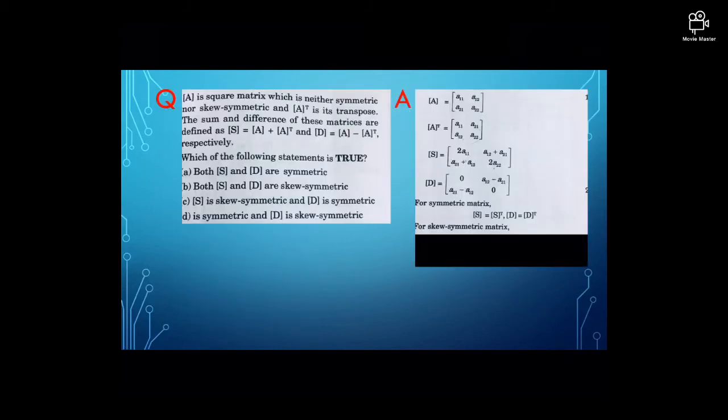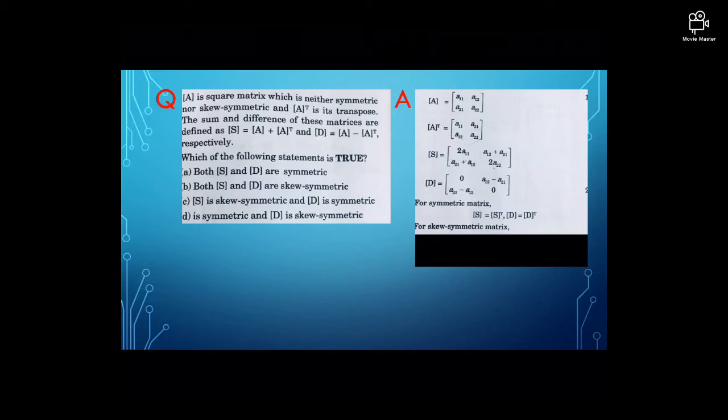A is a square matrix which is neither symmetric nor skew symmetric. A transpose is its transpose. The sum and difference of these matrices are defined as S is equal to A plus A transpose and D is equal to A minus A transpose respectively. Which of the following statements is true?